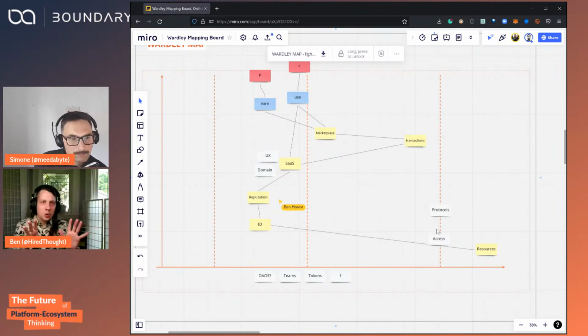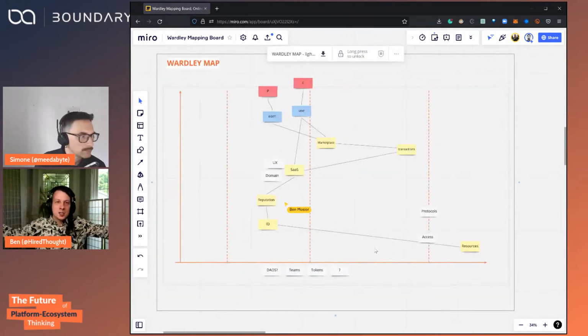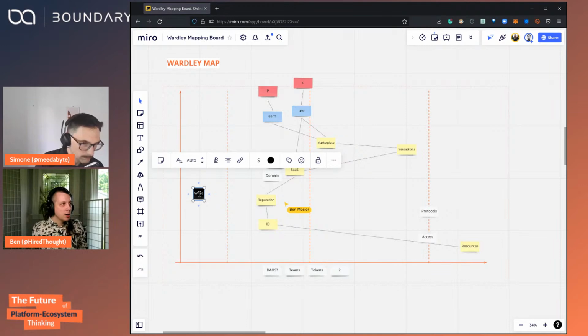So imagine a world where ID is all the way to the right. What changes? What becomes possible? What do people start building that wasn't possible today? And then your imagination starts going.